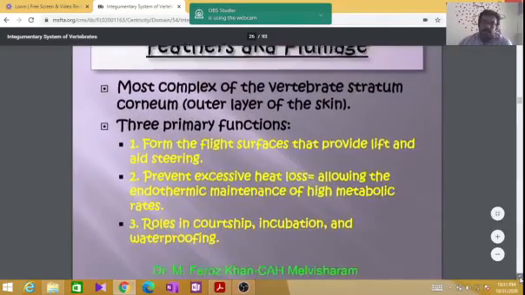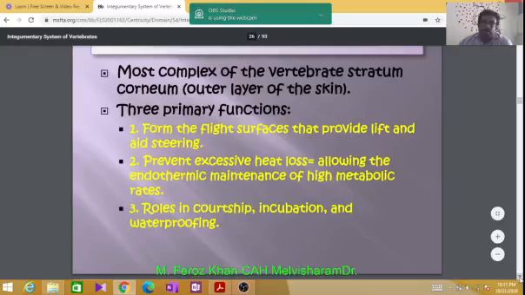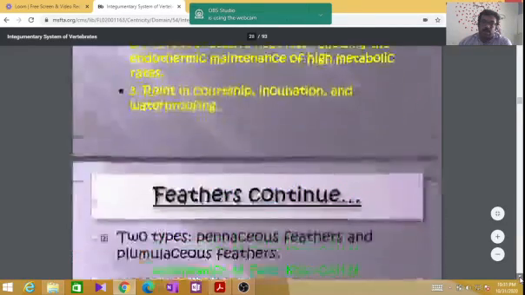Feathers and colors. The most complex of the vertebrate stratum corneum, the outer layer of the skin, has 3 functions. It forms the flight surfaces that provide lift and steering. It prevents excessive heat loss, allowing the endothermic maintenance of high metabolic rates. It also has roles in courtship, incubation, and waterproofing.